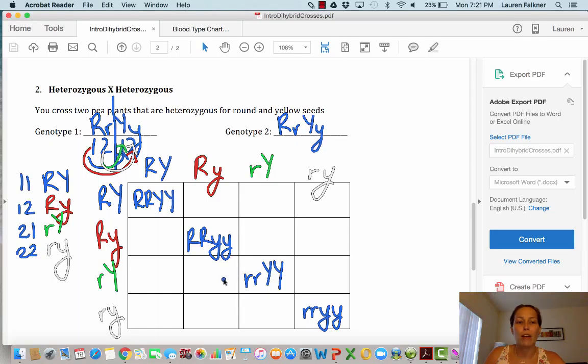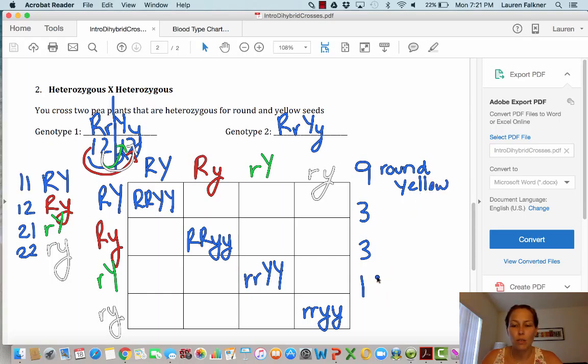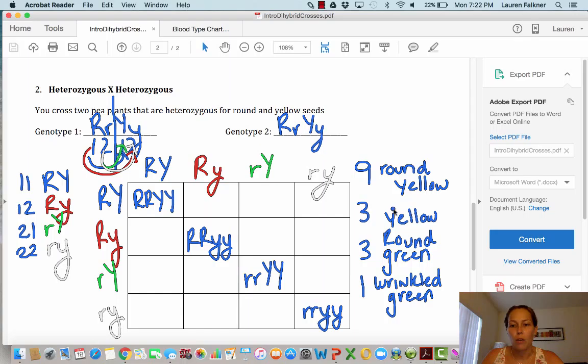Now, every time you do a heterozygous cross, when you're doing a dihybrid cross or a two-trait cross, you are always going to get a phenotypic ratio of 9 to 3 to 3 to 1. Always. 9 of them are always going to have the dominant trait for both alleles. So 9 of them are going to be round and yellow. 1 of them is going to be completely recessive. So this is going to be wrinkled and green. And then what I like to do is fill in the rest. So 3 of them are going to be also green, but they are going to be round and green. And then 3 of them are going to be yellow, but they are going to be wrinkled and yellow.